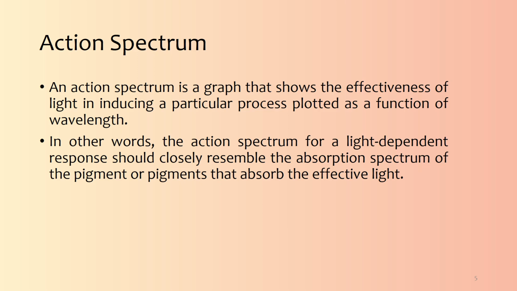A comparison of the action spectrum with the absorption spectrum of the suspected pigments can therefore provide useful clues to the identity of the pigment responsible for photosensitive processes. As an example, a typical action spectrum for photosynthesis in the green plant is shown in the previous slide. It is compared with the absorption spectrum for a leaf extract that contains primarily chlorophyll and some carotenoids.